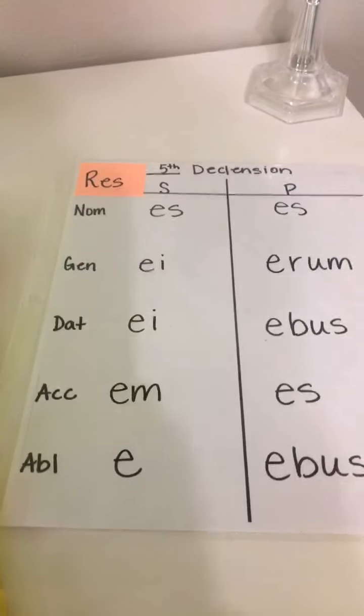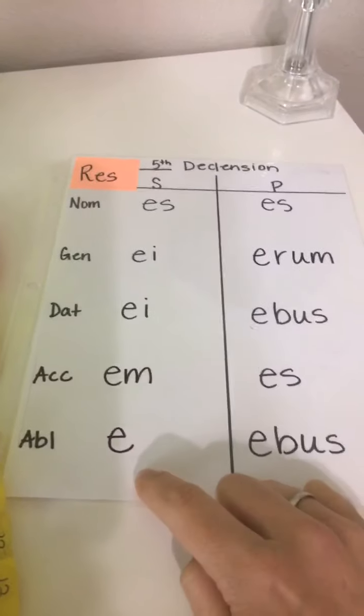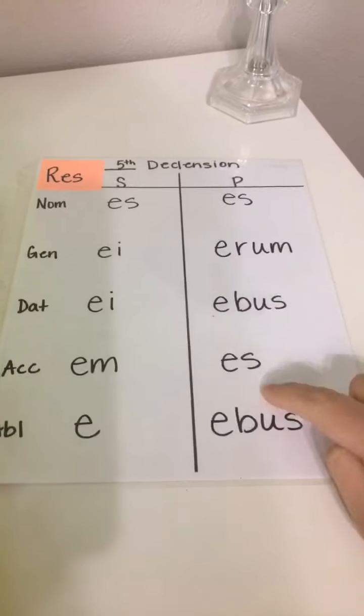Our model noun is res. Res, rei, rei, rem, re. Res, rerum, rebus, res, rebus.